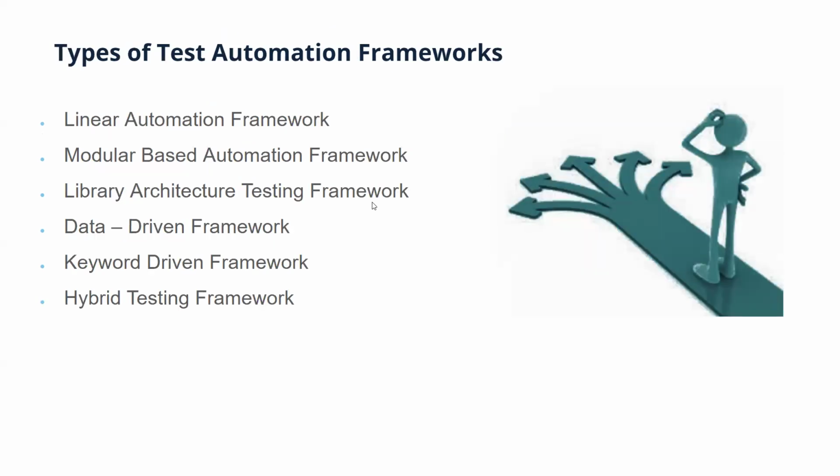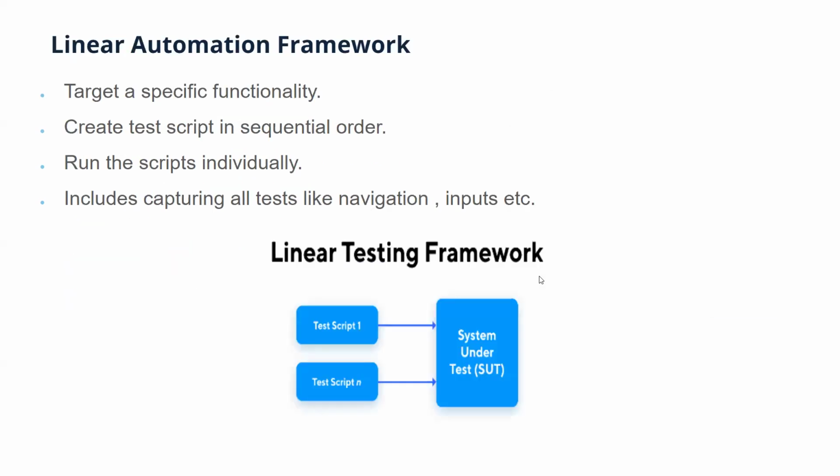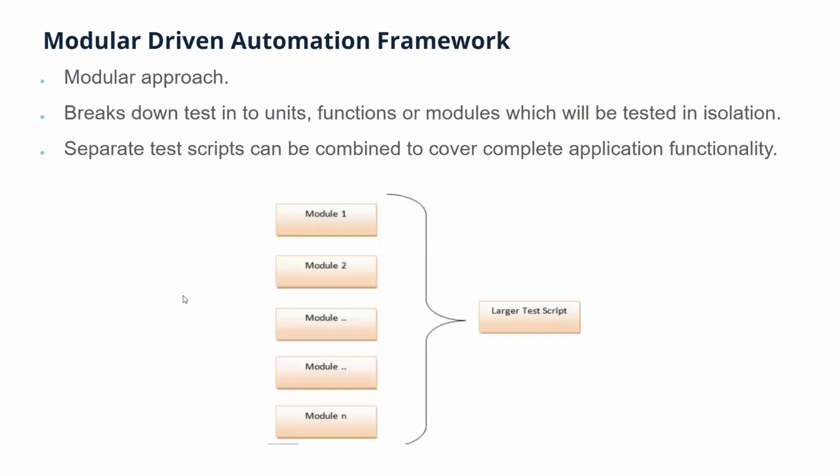From a frameworks perspective, we have various types of frameworks as well, right? Linear, modular, library, data-driven, keyword-driven, and hybrid. Those are a few frameworks. A linear framework means you have multiple scripts and you call them using one driver script. You have one main script that calls these scripts and runs them. That's linear.